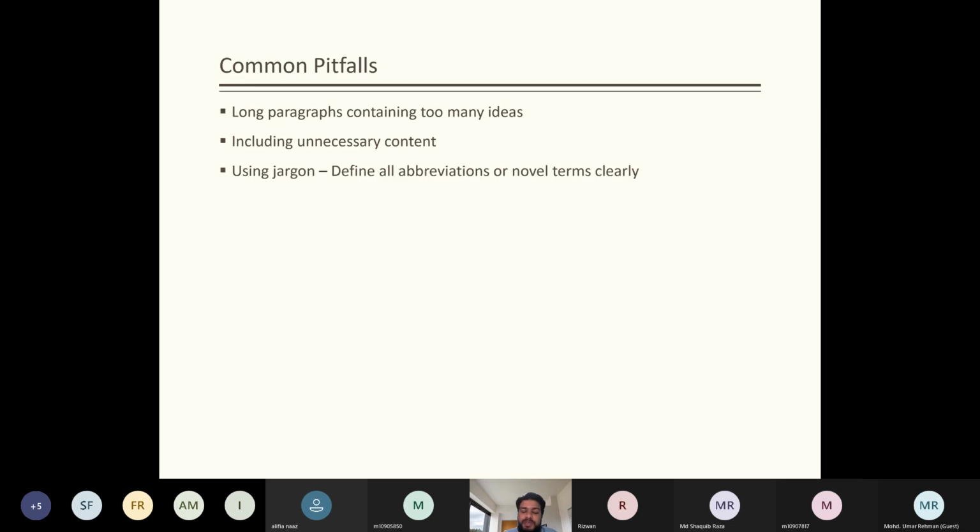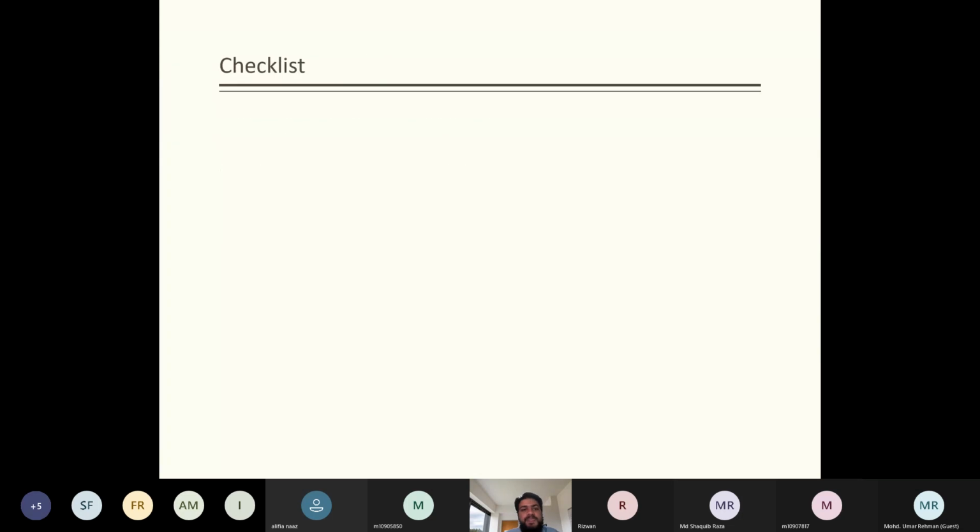Another pitfall is using jargon, terms that are not familiar to common people. Remember that your research proposal is going to go through the research committee as well, and that committee is not necessarily someone from your background. If you use terms that only people from your background understand, don't do that, because those committee members are going to play an important role in approving your funding and giving you admission. So avoid using jargon and define all abbreviations and all novel terms clearly.